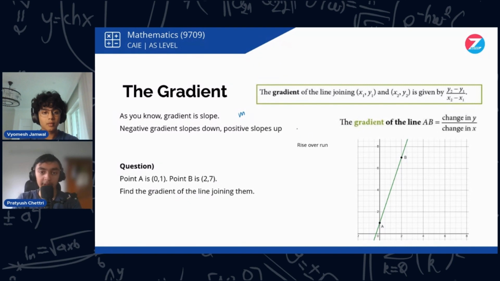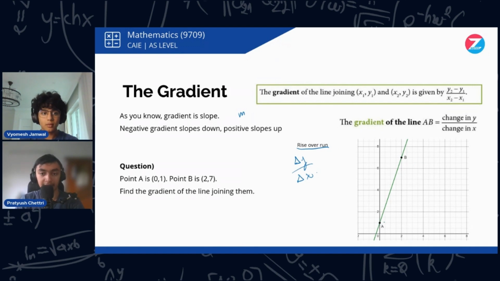As you know, negative gradient slopes down, positive slopes up. And you should already know the equation for getting the gradient. It's simply rise over run, so change in y over change in x. How do you do that? Let's look at this question here.